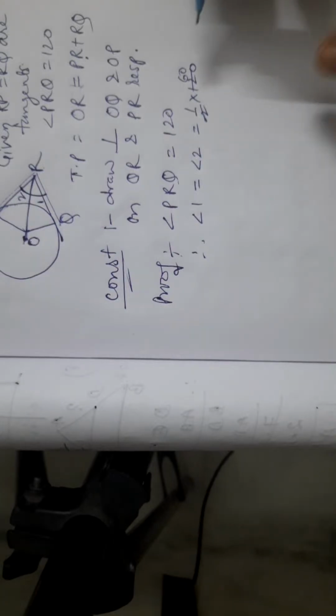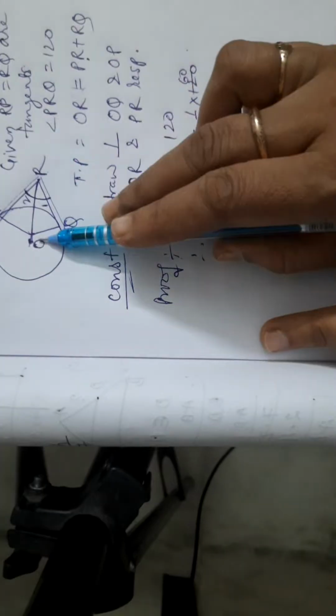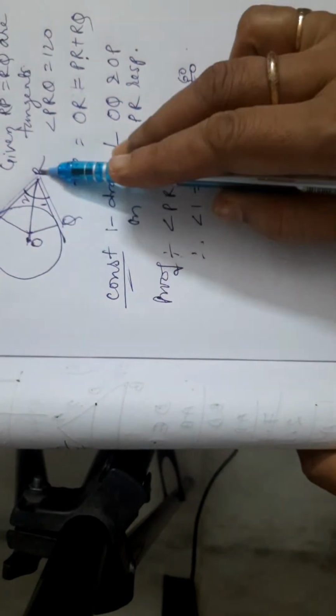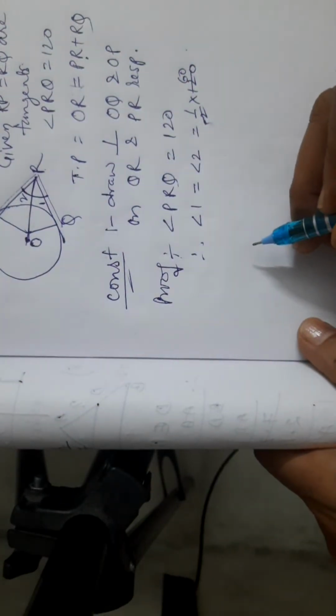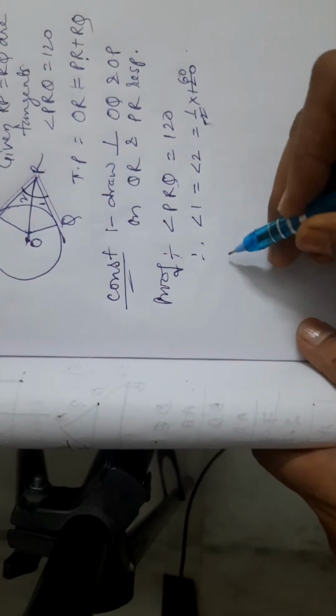Now, after getting this value, we need to make OR equal to the sum of these two. So here, let's start with the tangent formula.